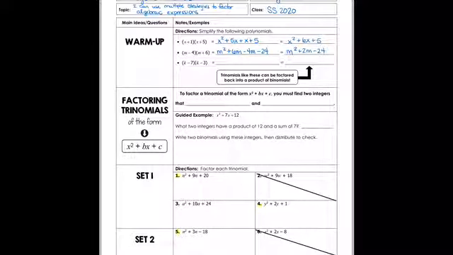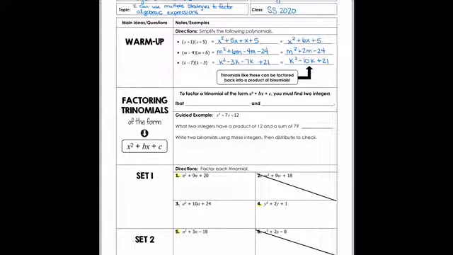Okay, let's look at the third warm-up. K times k is k squared. K times negative 3 is negative 3k. Negative 7 times k is negative 7k. And negative 7 times negative 3 is positive 21. Combining the middle terms gives us k squared minus 10k plus 21.